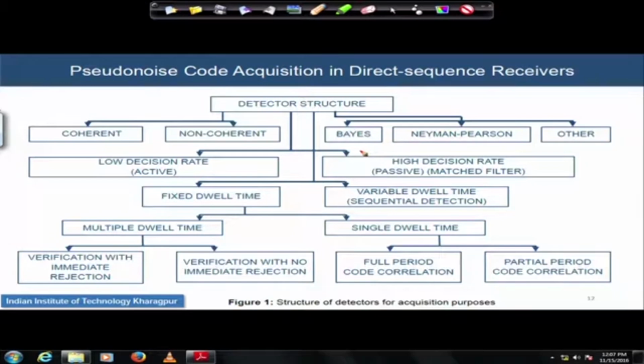And another branch is based on the in sync or out of sync hypothesis based detection process, which involves Bayes, Neyman-Pearson, or some other kinds of detectors. With this, we would like to end this module, with the understanding of the fundamentals of the PN code acquisition mechanisms available in the literature. For a detailed study, if you are interested, you may also search for some of the literature.